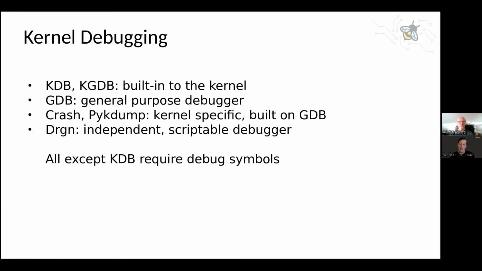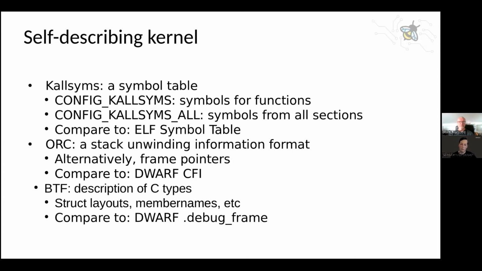The reason for that is that KDB can benefit from some of the built-in information in the kernel, like kallsyms. So right now, we have at least three really important pieces that could help debuggers work. We have kallsyms, a symbol table, which contains information about the offsets and names of all sorts of symbols in the kernel. And most distribution kernels enable kallsyms all, which means that we include not just function information, but also variables from all different sections of the kernel.